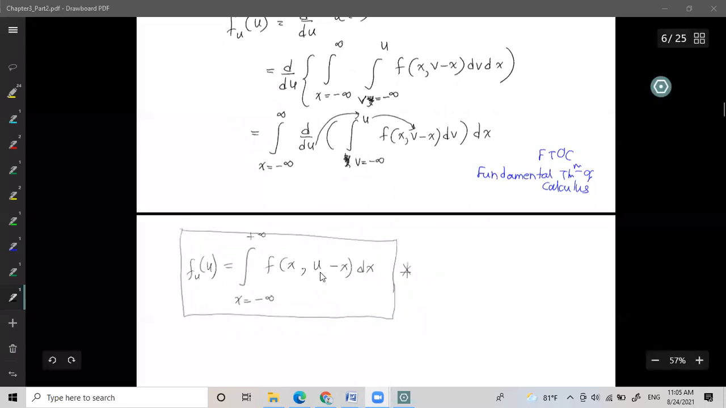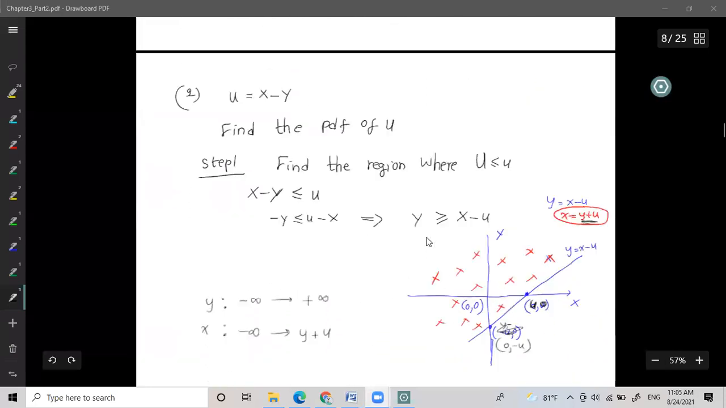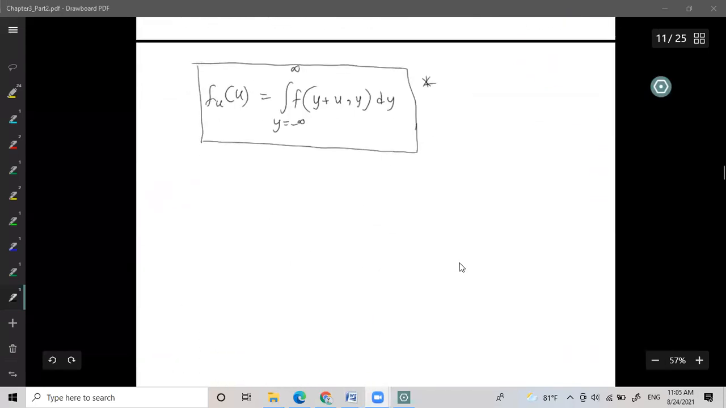Okay, these are just letters, right? These are just letters. X can be Y, X can be Z, X can be W, U can be V, U can be Z, U can be W, anyway. Okay, this is just the formation. Any other question?